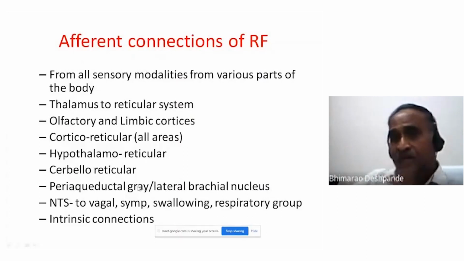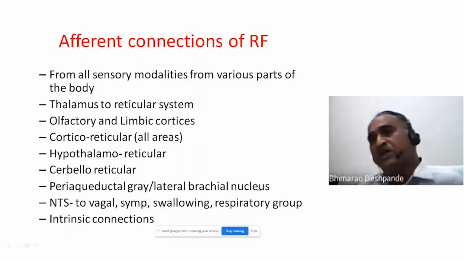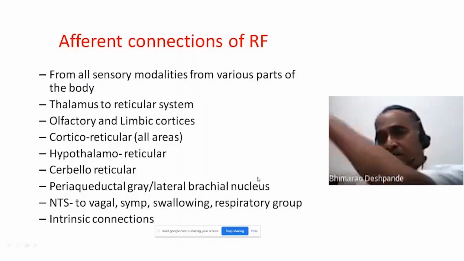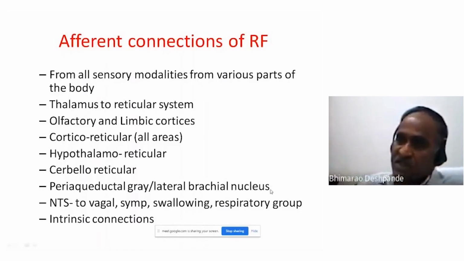So now the periaqueductal gray, that is trying to govern the pain sensation, and that would also stimulate the raphe nucleus. Lateral parabrachial nucleus, that will activate the reticular system. That in turn keeps the arousal. At the same time, it gives information to the amygdala and hypothalamus and the limbic cortex.